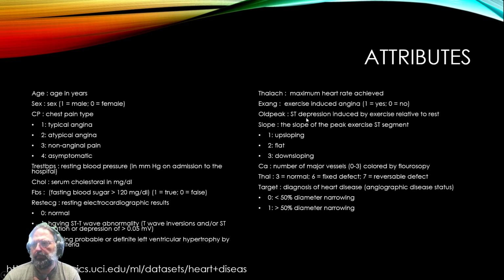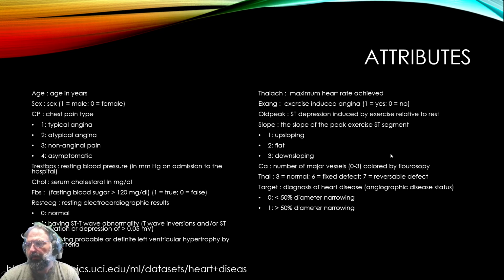Then there's the ST depression induced by exercise relative to rest, and the slope of the peak exercise ST segment, back again to the ECG. Then the number of vessels colored by fluoroscopy, 0 to 3. That means the blood's flowing through. You've got a dye introduced into your blood and they do imaging. A 0 would not be good, I would think, because that would mean none of them got blood through. That sounds pretty bad.